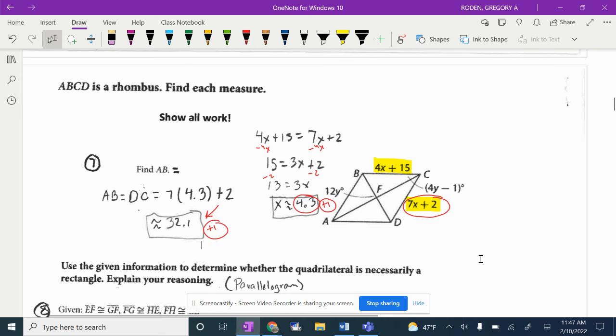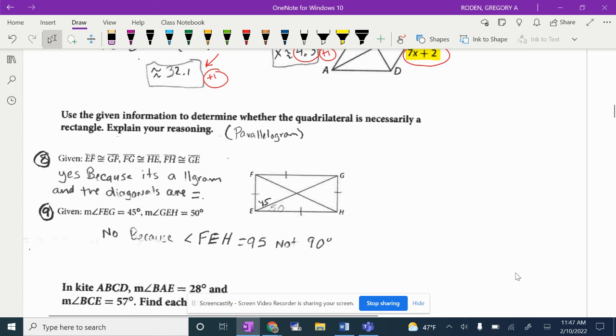Okay. Now, this next problem, I do say that it is a parallelogram. And that's important. So we can say, and then we go through on number 8, they say EF is congruent to GH and FG is congruent to HE and FH is congruent to GE. Is this a rectangle? And the answer to that is yes, because the diagonals are equal.